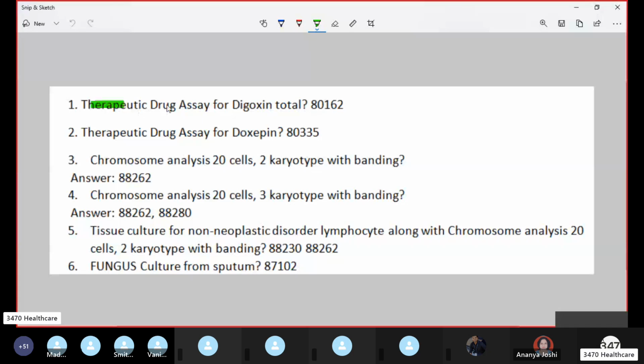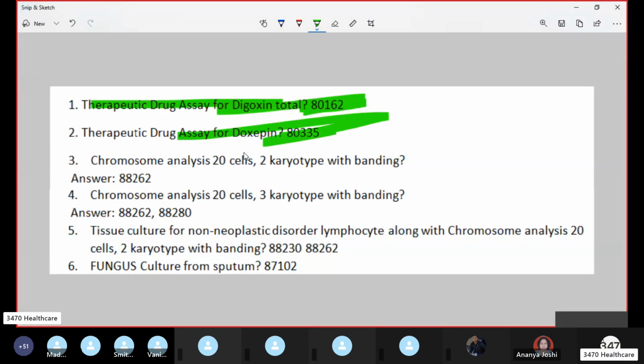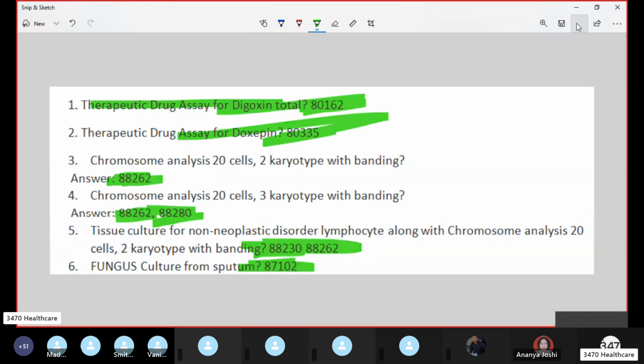Digoxin, therapeutic drug assay: under digoxin you are searching, 80162. Doxepin 80335. Chromosome analysis for 20 cells with 2 karyotypes with banding, 88262. Chromosome analysis for 20 cells with 3 karyotypes: 88262 for 2 karyotypes with banding, then 1 karyotype extra we have 88280. And tissue culture for non-neoplastic disorder, for that 88230 and chromosome analysis 88262. The last one, sputum culture fungus other than blood source, 87102.